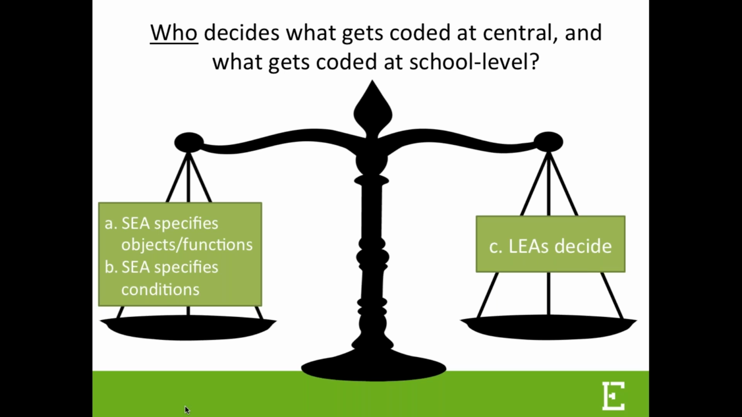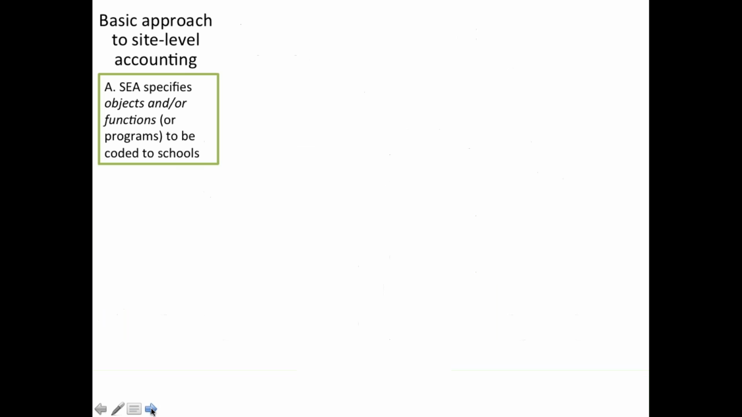Or B, again, the SEA decides, but the SEA might specify conditions for when something is coded at the school level, like who controls the money or something like that. And or how much time does the FTE work in a building or something. And on the other side was really kind of more that the LEAs would decide themselves whether something should be coded at the school or the central level. And as we were weighing those decisions, that seemed like a relevant trade-off to kind of bring back up to the forefront in advance of showing you this tool.